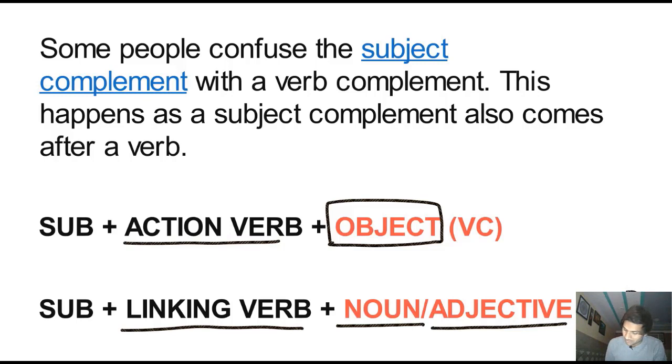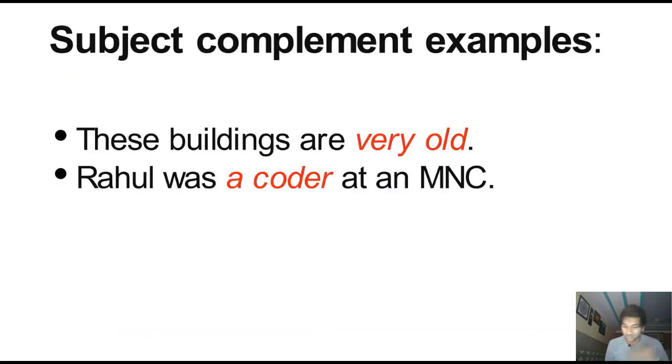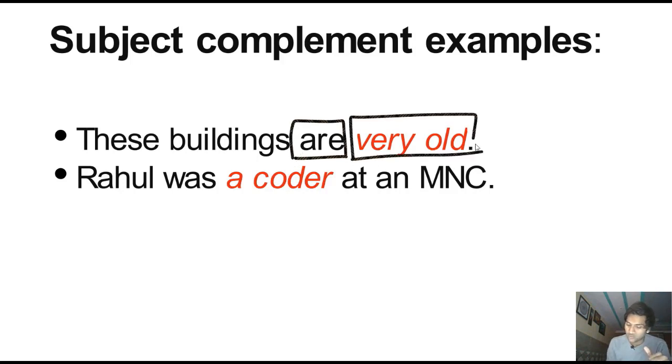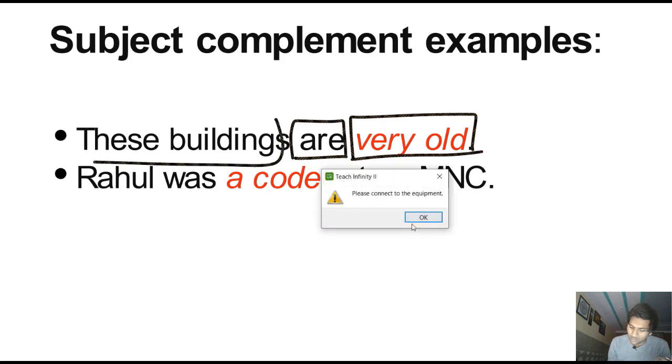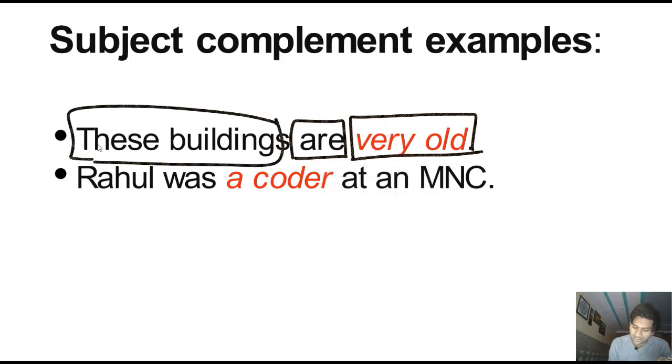Now, let me show you some examples of subject complements so that you understand the difference. All right. These buildings are very old. So, very old is an adjective phrase that is describing, that is modifying the subject, these buildings. So, it's referring to the subject, these buildings, right?